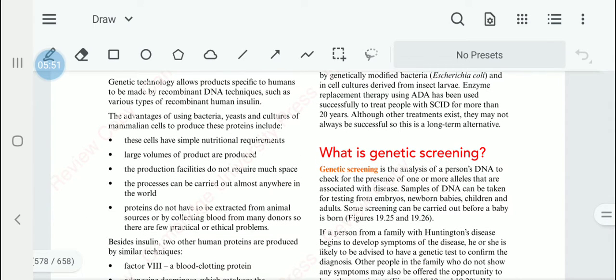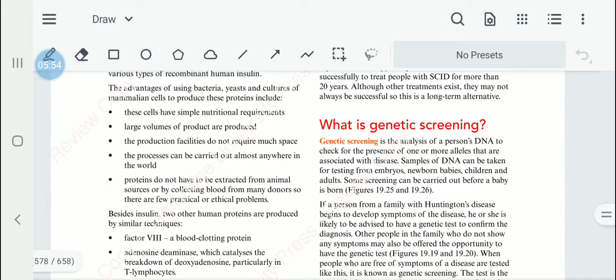They have multiple advantages using these bacteria, yeast, and cultures of mammalian cells, such as the simple nutritional requirements, large amounts of products being produced, not requiring large spaces, being able to be produced anywhere in the world, and having no ethical or practical issues of extracting blood from humans or extracting it from animal sources.